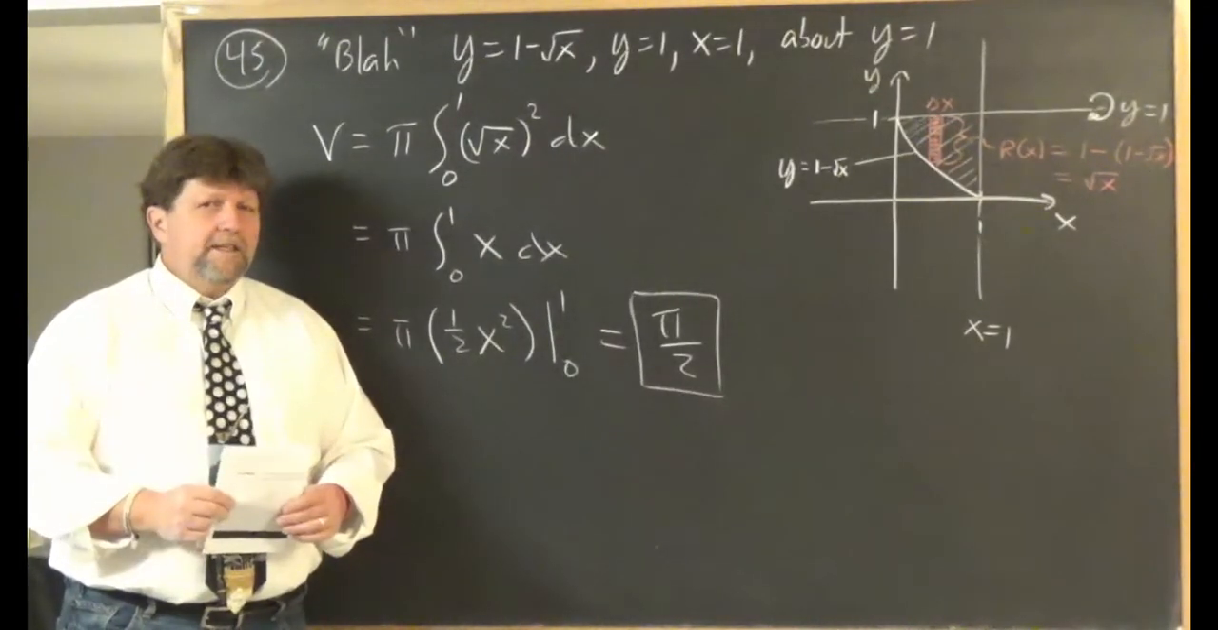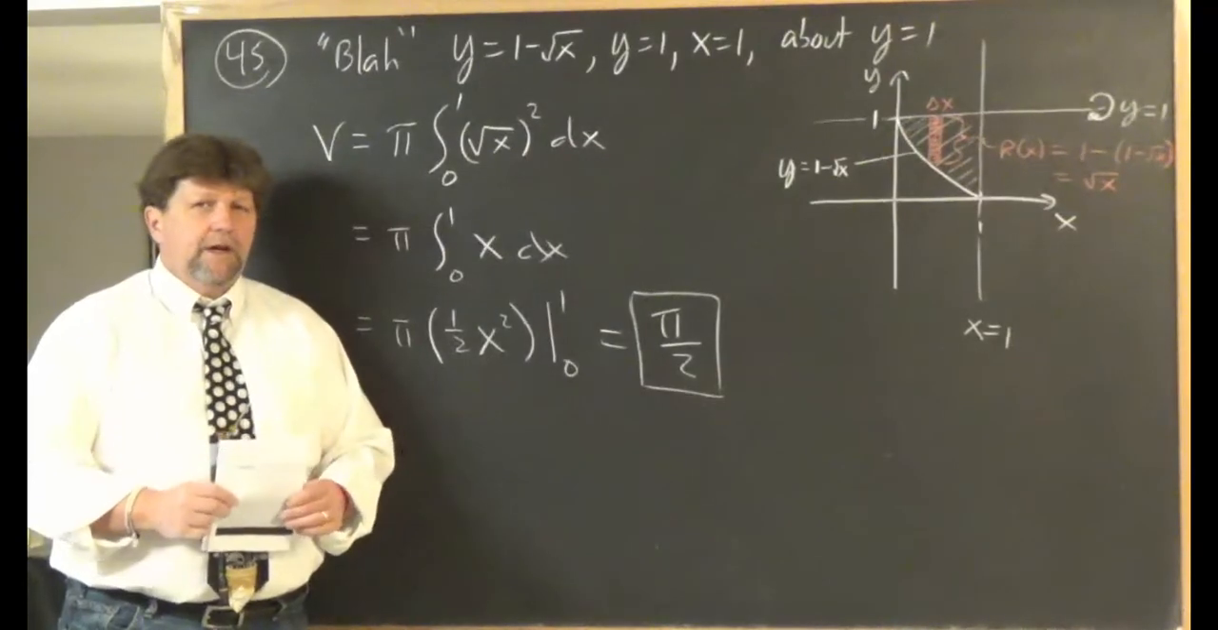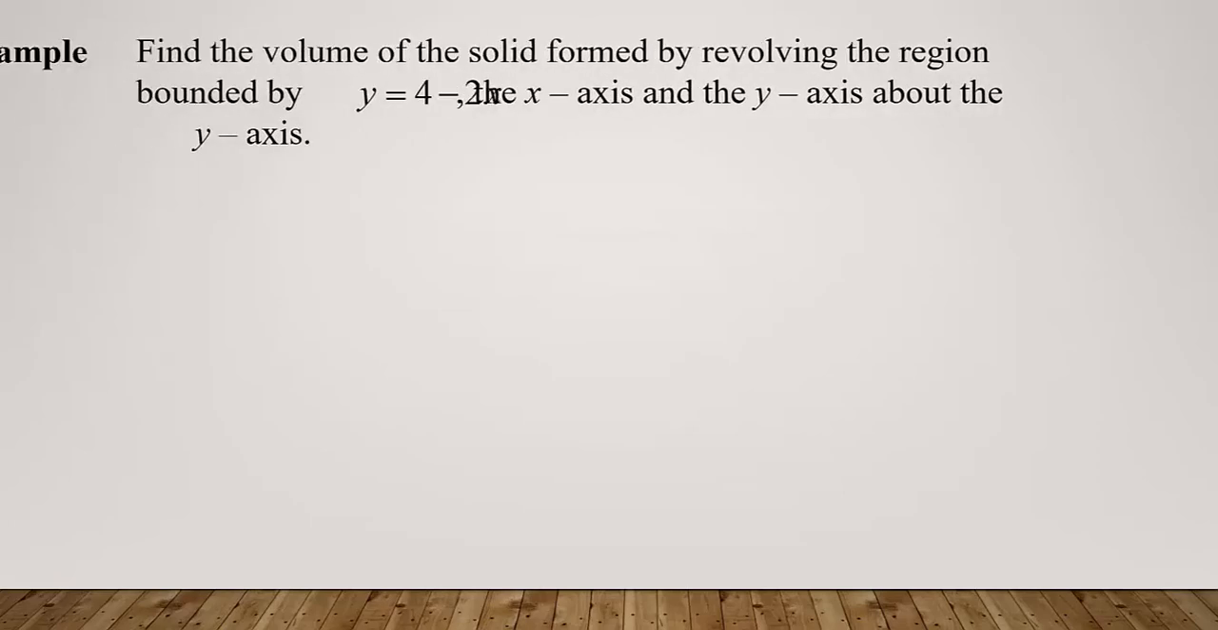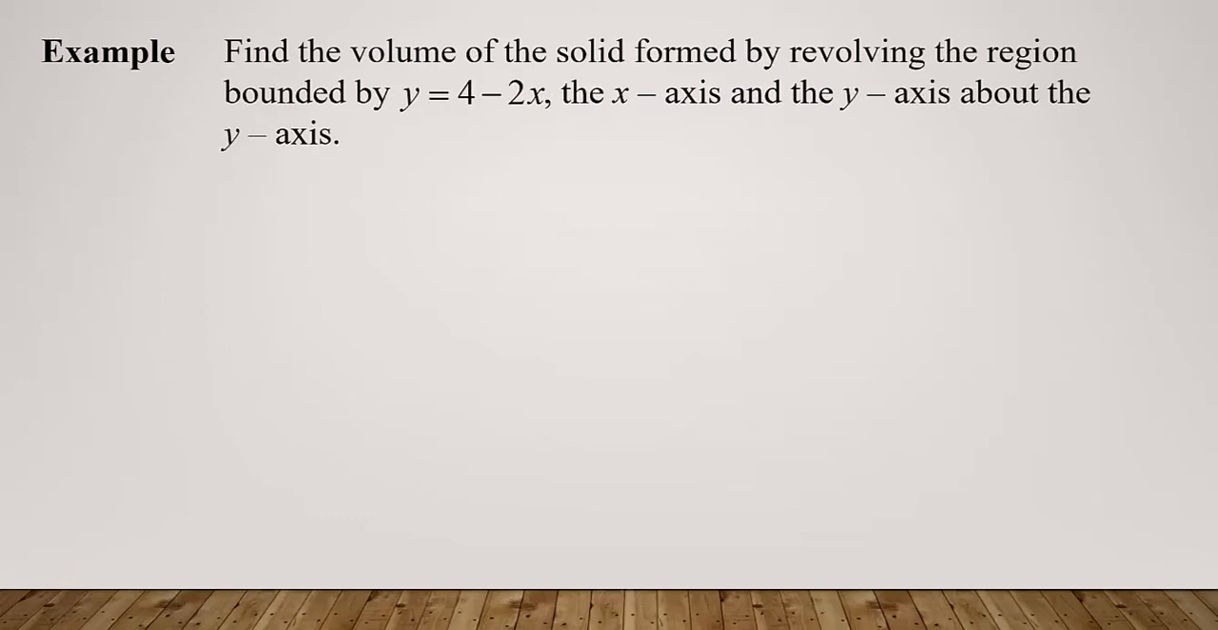So let's head back to the slides and see what the next thing we're going to look at is. All right, that example wasn't too bad, and hopefully you did okay with number 45. Continuing on, another example. Let's find the volume of the solid formed by revolving the region that's bounded by y equals 4 minus 2x, the x-axis, and the y-axis. We're going to take that region and revolve it about the y-axis. So let's head off to the chalkboard to work through this example.